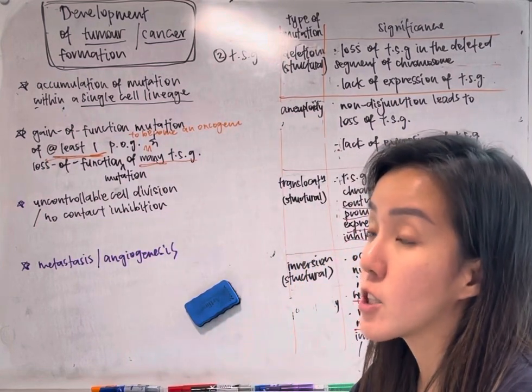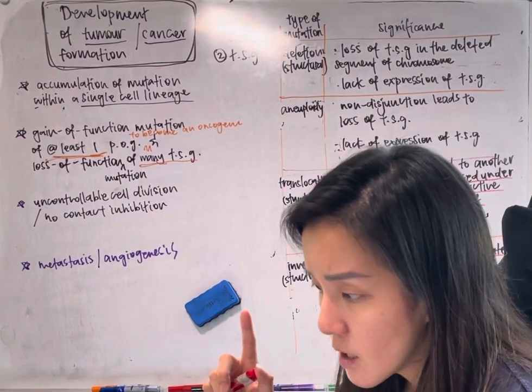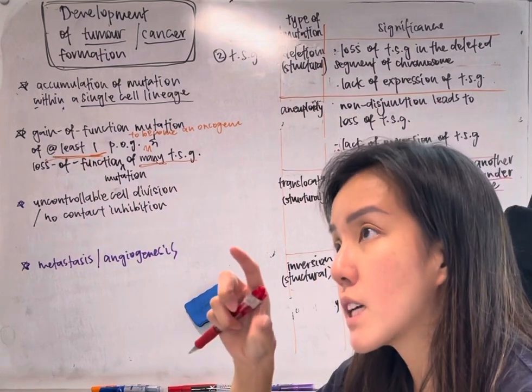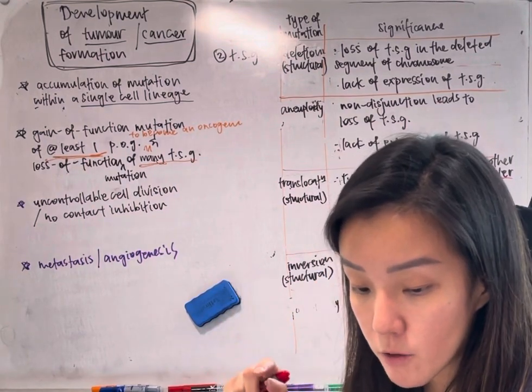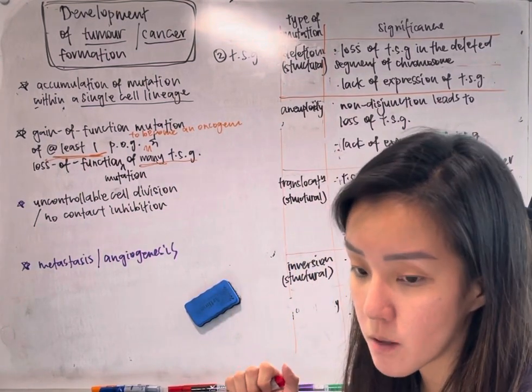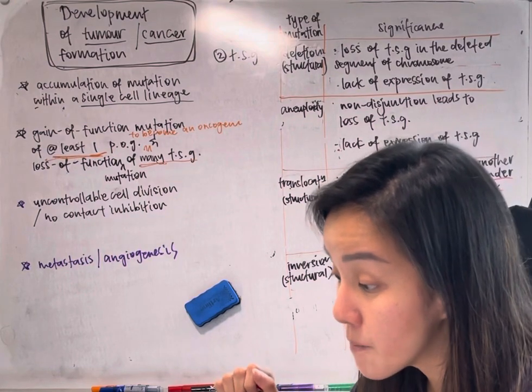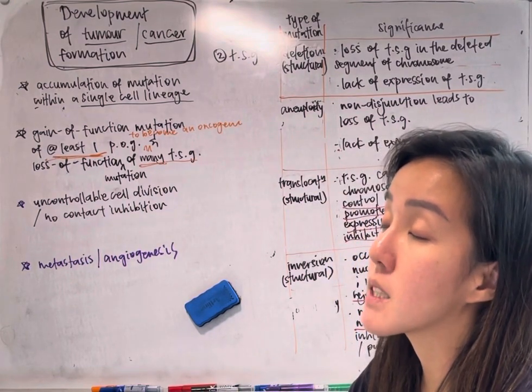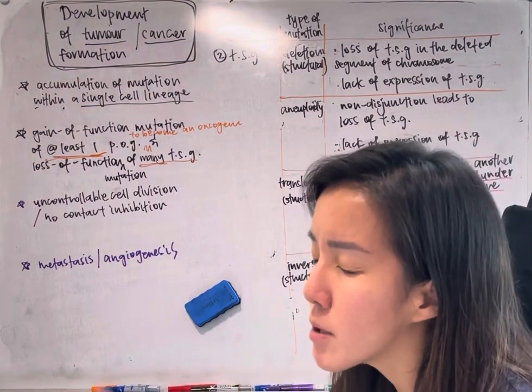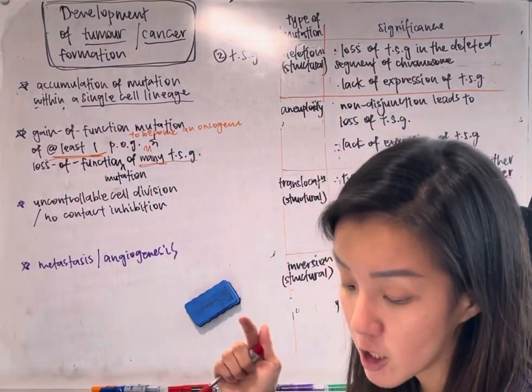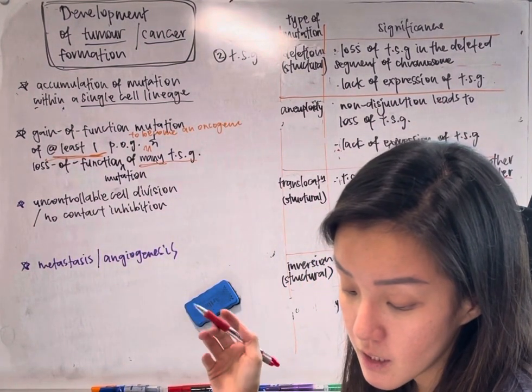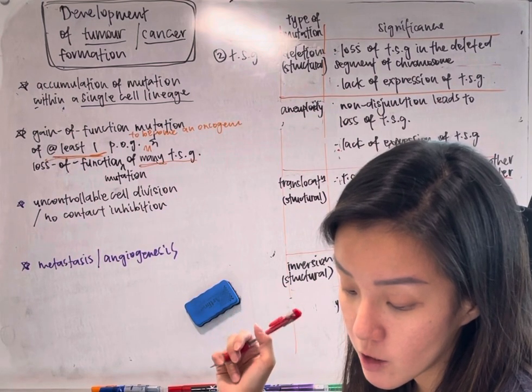However, just now I said the one copy of the tumor suppressor genes. You must also write in conjunction that not only must we have both copies of the tumor suppressor genes mutated, but we also must have accumulation of multiple mutations within a single cell lineage.